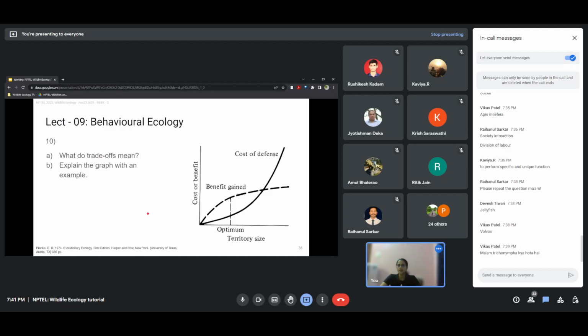I'm not really sure. All right, so this is a graph from the lecture that was conducted on behavioral ecology, and here you have optimum territory size on the x-axis, and cost of benefit on the y-axis. And then you have benefit gain versus cost of defense. So, what is really happening here? Does anyone have any idea of what the term trade off means? To give you a hint, there is a trade off happening in this figure. Any guesses?